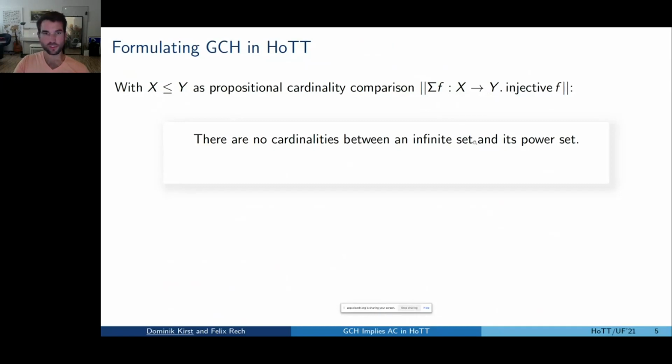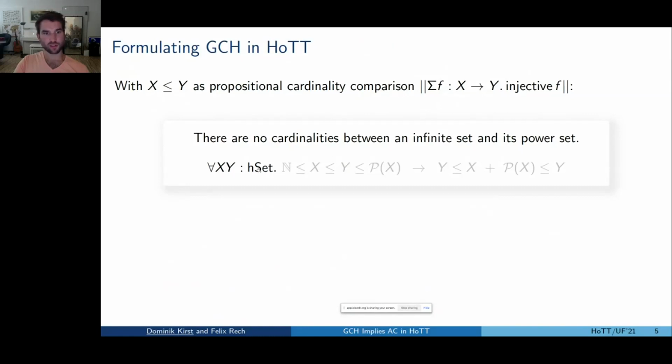We can now formulate this as quantifying over all sets, in particular looking at the infinite sets, and then the situations when one set is squeezed in between a set X and X's power set. And then positively, we can say that the GCH asserts that one of these inclusions here can be inverted. So either Y is already below X or Y is above X. All right, so this is the formal statement.